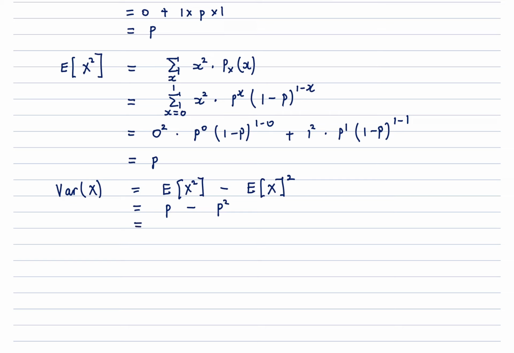And then as a final step, we're going to factor out p. So we've got p times 1 minus p, and we've derived our formulas for the expected value of x and the variance of x.